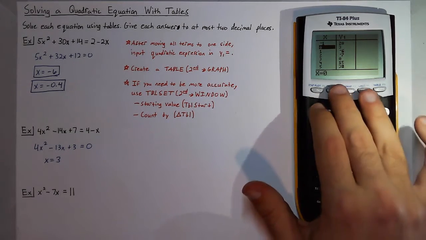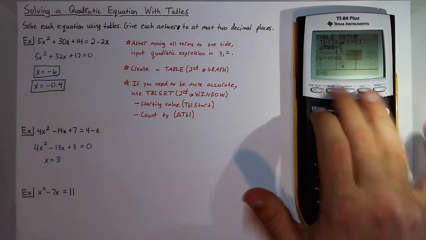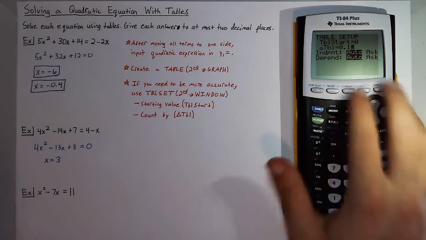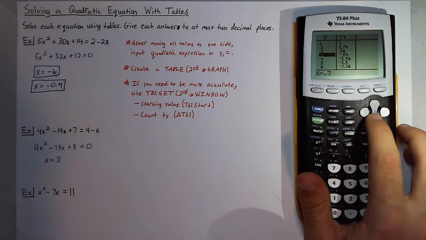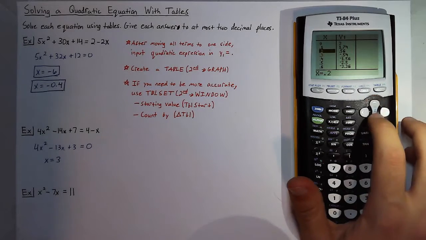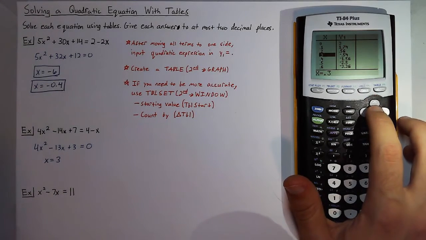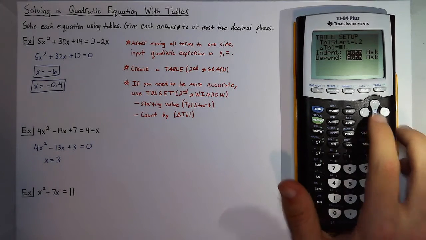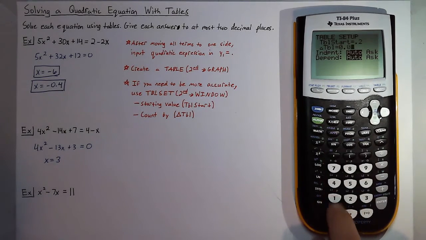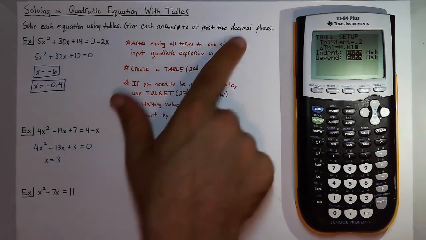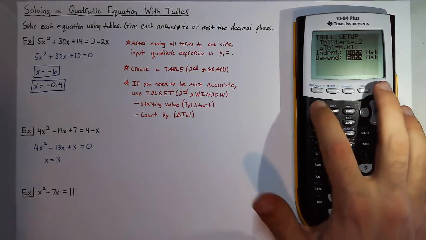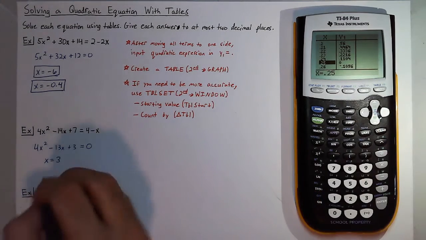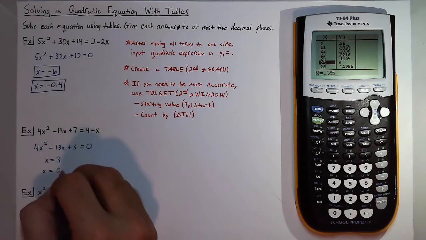So I'll go back to my table set. So second window, I'm going to start at 0 because it's between 0 and 1. I'm going to count by 0.1s. Go back to my table. And I'll see here that I still don't see it, but now it's between 0.2 and 0.3. So now I'll go back to my table set, and I'm going to start at 0.2. But instead of counting by 0.1, I'm going to count by 0.01 to be that second decimal place more accurate. And when I do this, I see eventually I'll get 0.25. So I'll have x is equal to 3 and x is equal to 0.25.